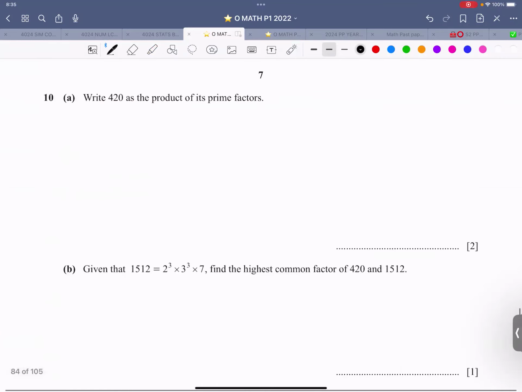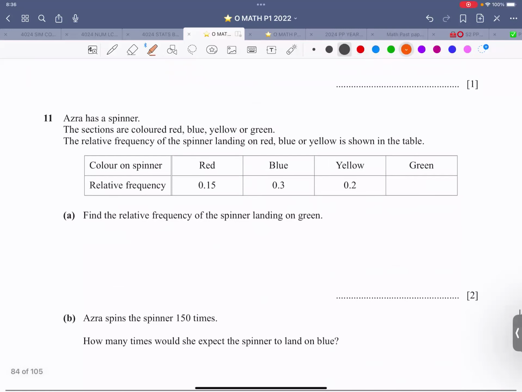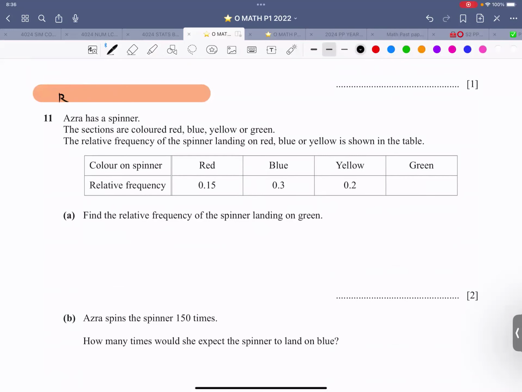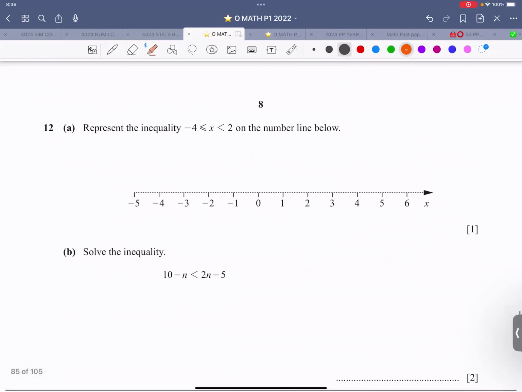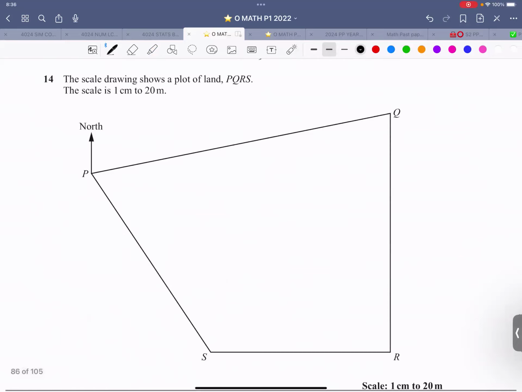Question number 10, this is about prime factorization, and then highest common factor. And then question 11, this is relative frequency. And question 12, this is about inequality. Question number 13, I think this is unit conversion. So it's about meters per minute and converting it into kilometers per hour.